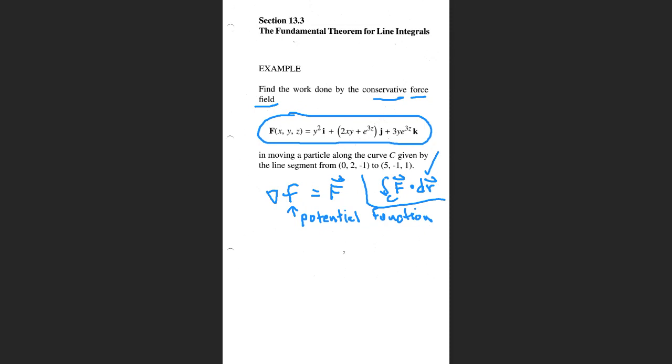So we want to find the work done by this conservative force field in moving the particle along the curve C. The curve C is a line segment from (0, 2, -1) to (5, -1, 1). Normally, to find the work, we would need to find the parameterization for that line segment. But because we have a conservative vector field, we can utilize the fundamental theorem of line integrals.